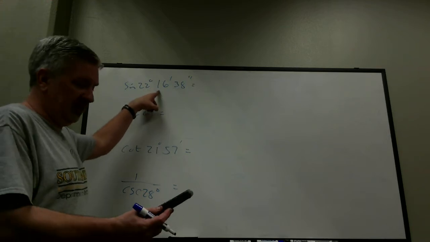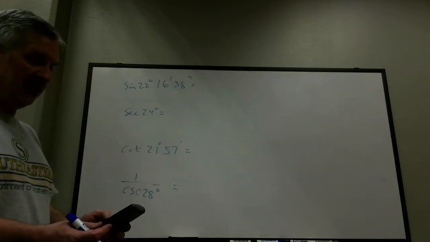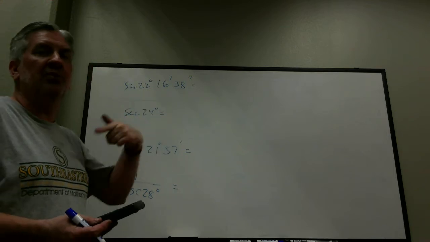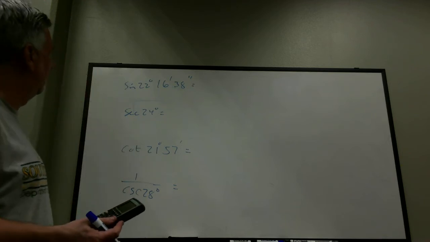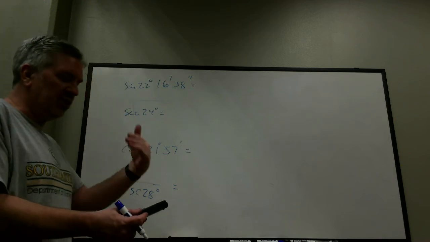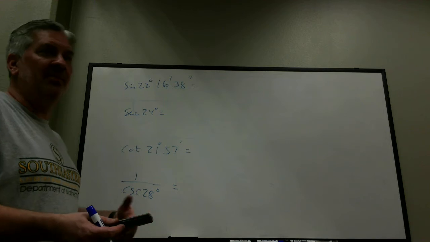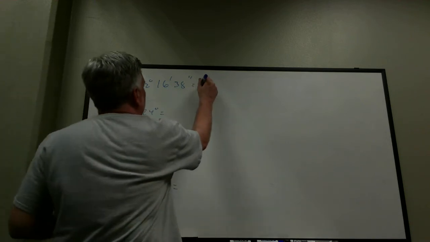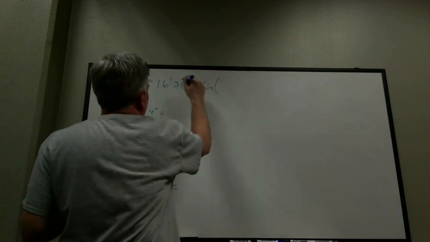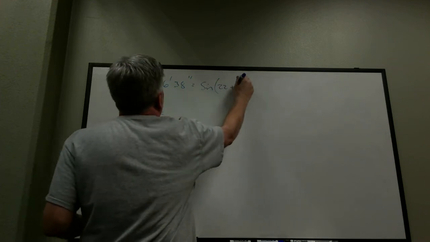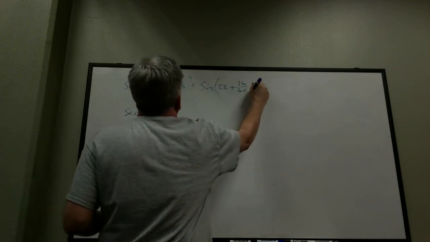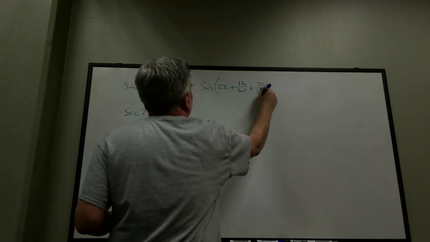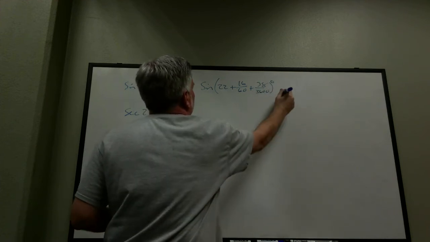If I'm going to do this problem, and if you don't get the same answer I do by typing the same thing, you're in the wrong mode. That'll be a dead giveaway. Now, I'm in degree mode, which means my angle needs to be in degrees. This is in degrees, minutes, seconds, but we've talked about how to do this. So I'm going to type this in as 22 plus 16 over 60 plus 38 over 3600 degrees.